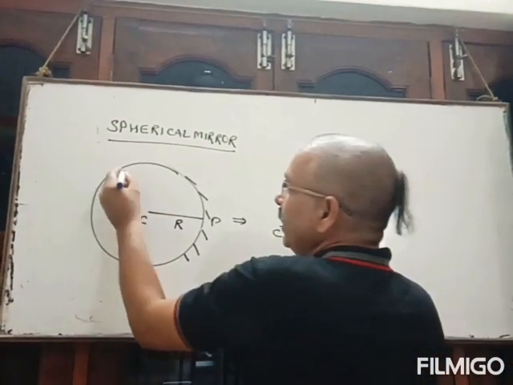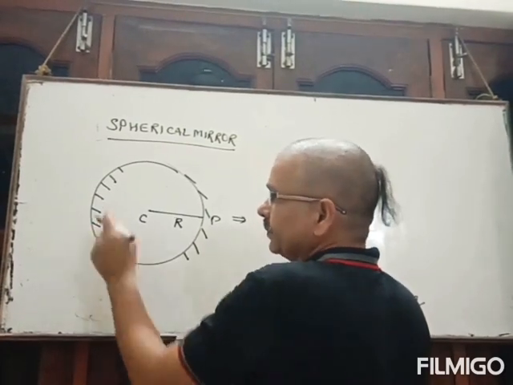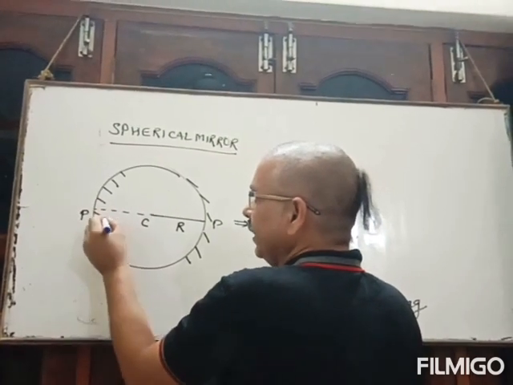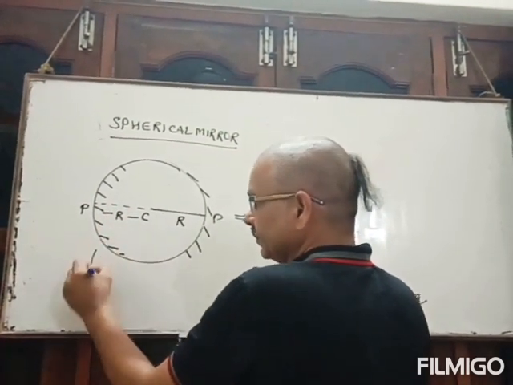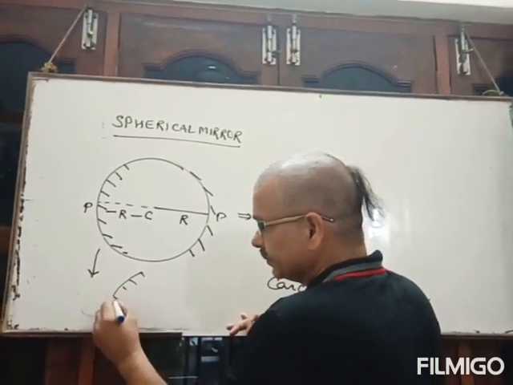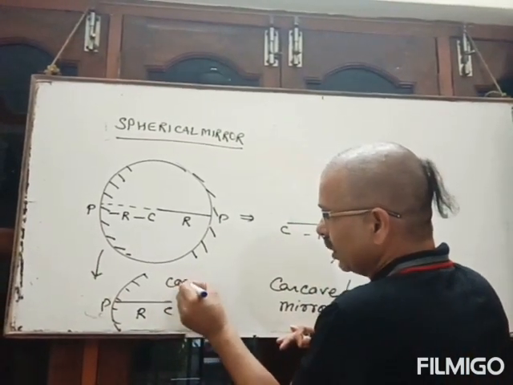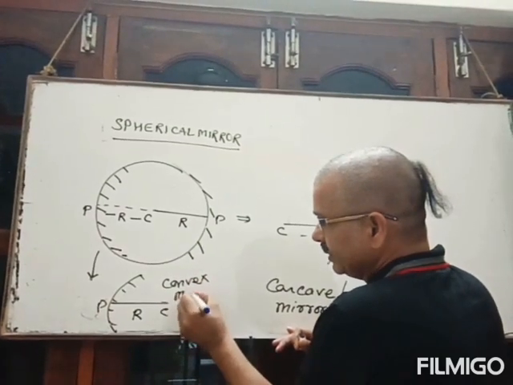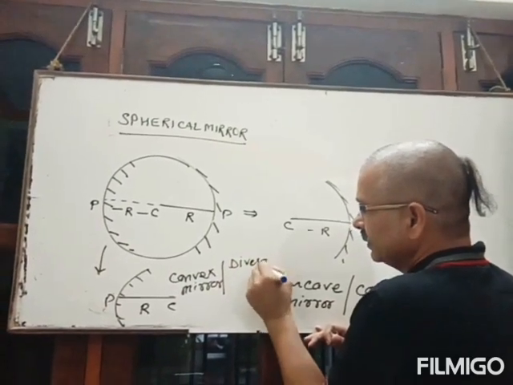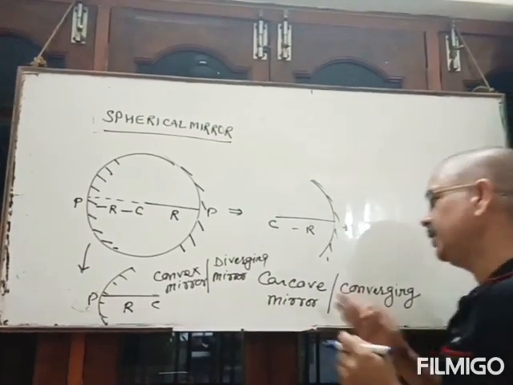Similarly, if the inner surface of a spherical mirror is polished and the outer surface acts as the reflecting surface, then this mirror is called a convex mirror. It is also called a diverging mirror. Clear?